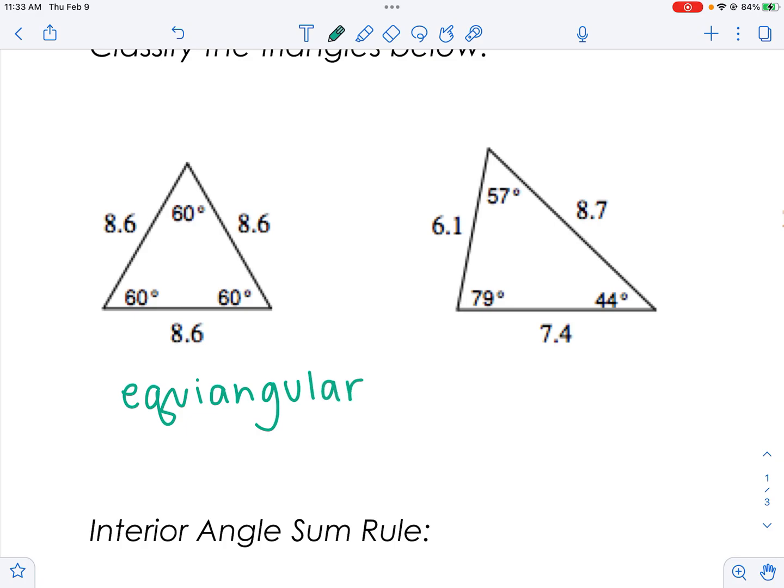And then if I take a look at the sides, all the sides are the same number, so it's also going to be equilateral. And I like to work my way from the angles to the sides, so I like to go from in to out.